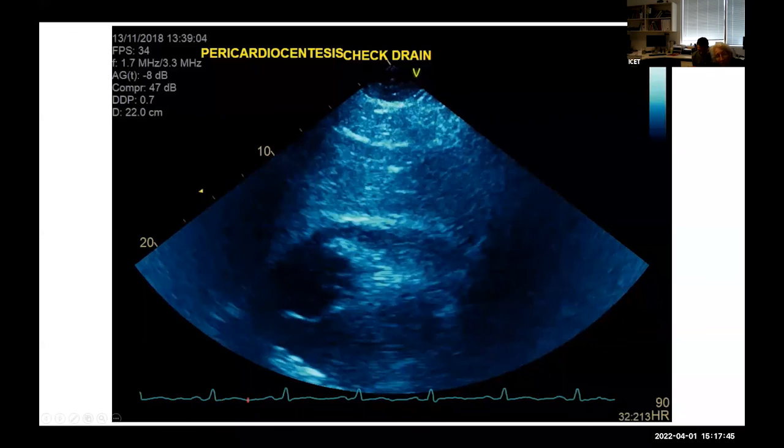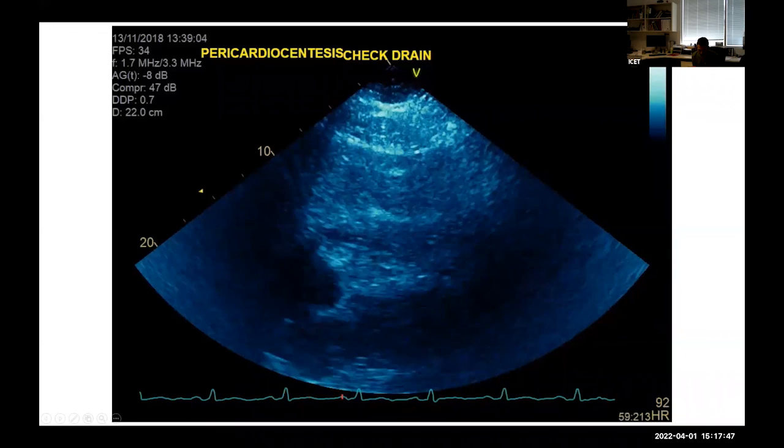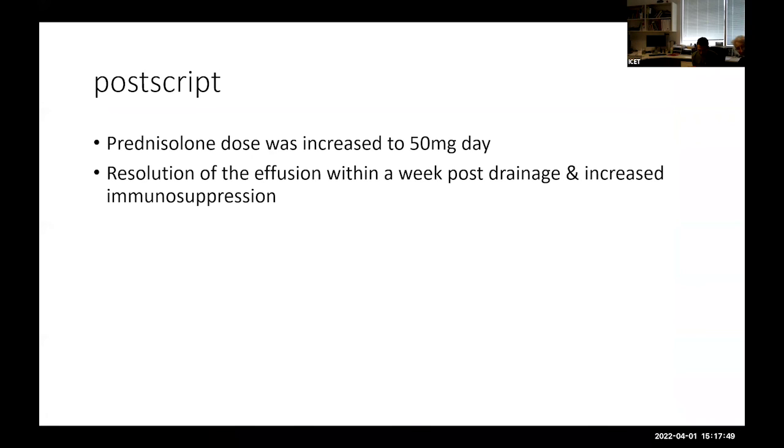Keep the postscript. So, prednisone dose was increased to 15 milligrams per day, and there was resolution of effusion within a week post drainage and increased immunosuppression. So we had an autoimmune pericardial effusion, which was drained because it was large in size and causing pericardial tamponade. And it responded to prednisone and immune suppression.